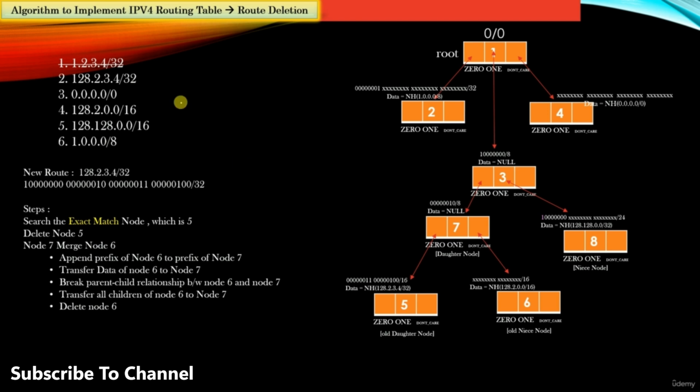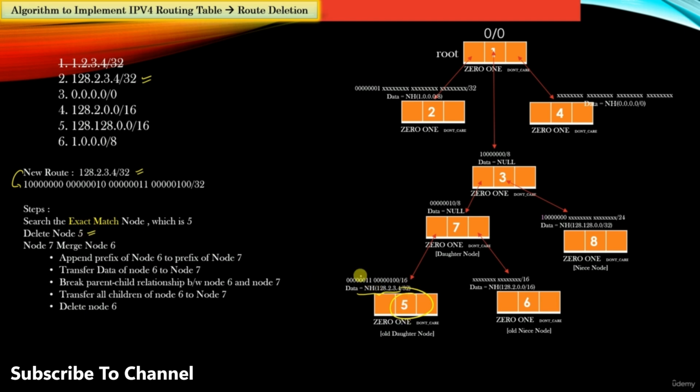So again, let us take one more example. Let us delete the route 128.2.3.4/32. So convert the route that is to be deleted into its effective prefix form. Alright, and now execute the exact match route search algorithm, and you will find that the node number 5 is the node which we are willing to delete. It is the node which holds the next hop for the route which is being deleted. So we are interested in deleting the node number 5.